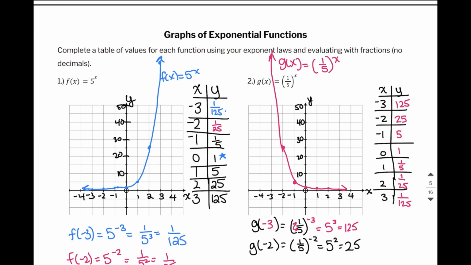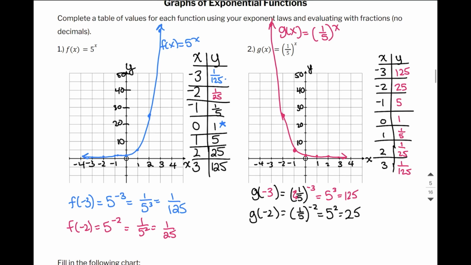Exponential functions have their own way of seeing what's happening here. Instead, we're not going up or down by a constant difference. We're going up or down by a constant factor. I'm multiplying by 5 every single time. And that should make sense to you because that's what an exponential expression is. It's just repeated multiplication, right?